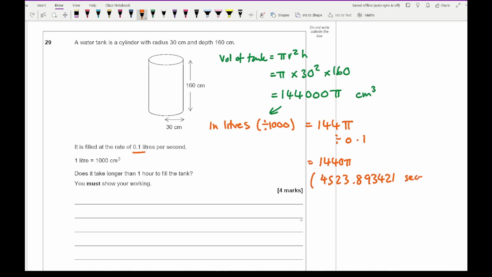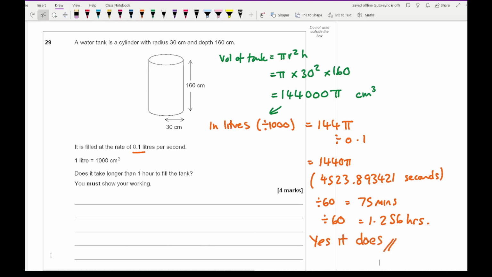seconds. Now what I need to do is convert this into minutes and hours. So here, if I divide that by 60, it comes up as 75 minutes. And if I divide that by 60 again, it gives me an answer of 1.256 hours. So the question is, does it take longer? Yes, it does. And there is our final answer and the last question on this paper.